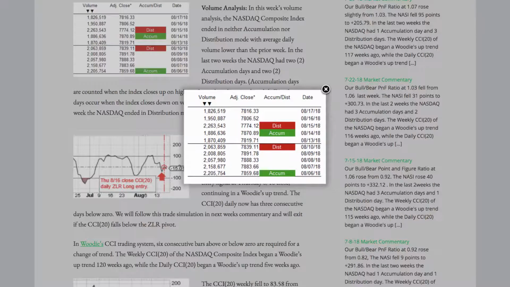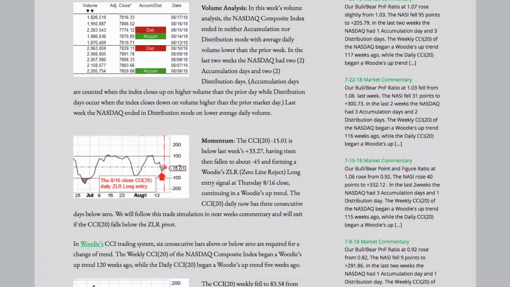Volume analysis. In this week's volume analysis, the Nasdaq Composite Index ended in neither accumulation nor distribution mode, with average daily volume lower than the prior week. In the last 2 weeks, the Nasdaq had 2 accumulation days and 2 distribution days. Accumulation days are counted when the index closes up on higher volume than the prior market day, while distribution days occur when the index closes down on volume higher than the prior market day. Last week, the Nasdaq ended in distribution mode on lower average daily volume.